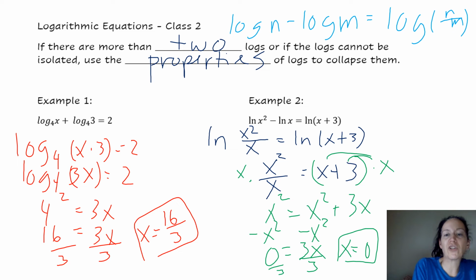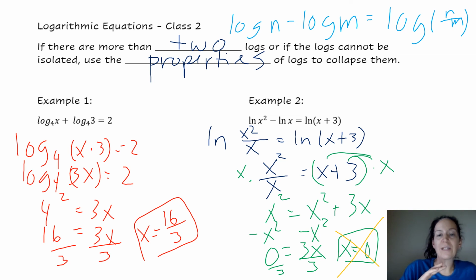So remember, when we're checking our answers, we need to make sure that whatever we're taking the log of is positive. So if I come up here and plug in 0 and say natural log of 0, 0 is not positive, and the answer actually doesn't check. And so I'm going to cross it out. That means that this particular equation has no solution. Interesting.